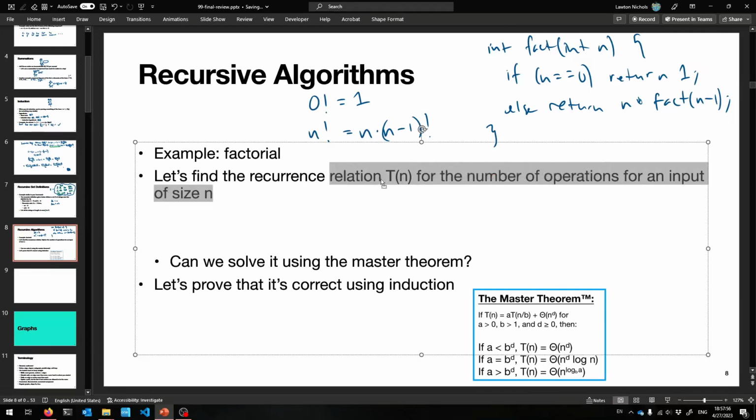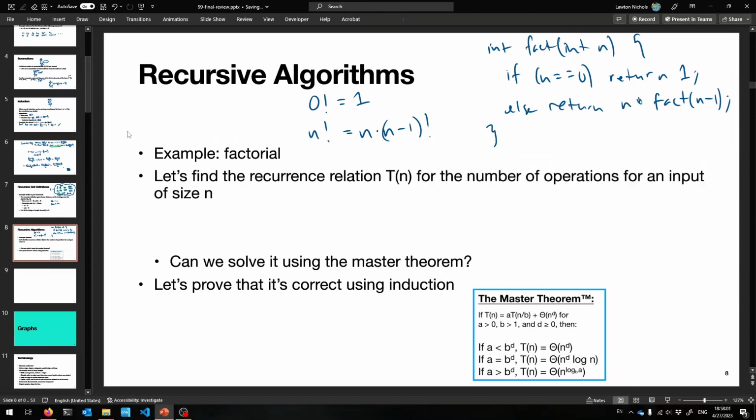So let's find the recurrence relation, T of n, for the number of operations for an input of size n. All right, let's think about this. I think it's easiest to use a little tree. If I call factorial on n, what does it do? Assuming it's in the recursive case, it has to do some constant work, multiplying its n by some result. That's constant work at this level, but it also sends off work to the previous level. It calls factorial of n minus 1, which is going to take T of n minus 1 time, whatever that is, which is probably the recursive case again until it gets down to the base case.